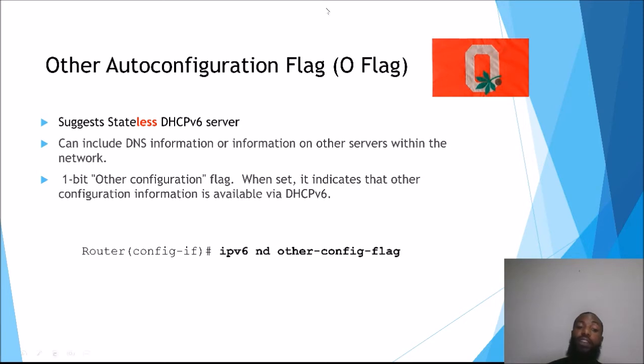We go to the interface where we're going to be sending out our router advertisements and type in IPv6 ND for neighbor discovery, and then other config flag. That's how you manually set the O flag. Now there's different combinations, and we'll go over that in a little bit.